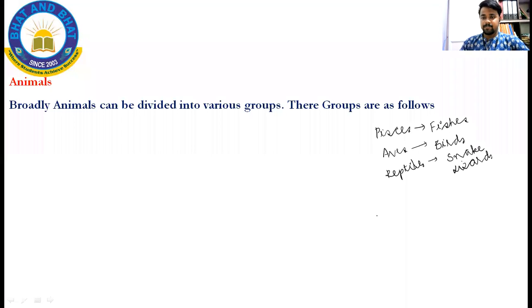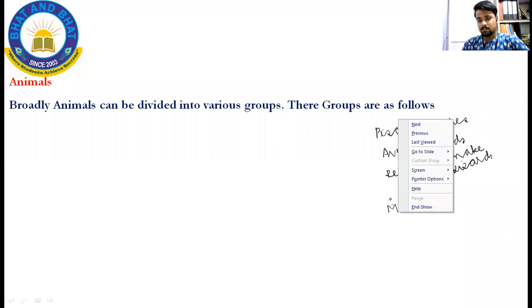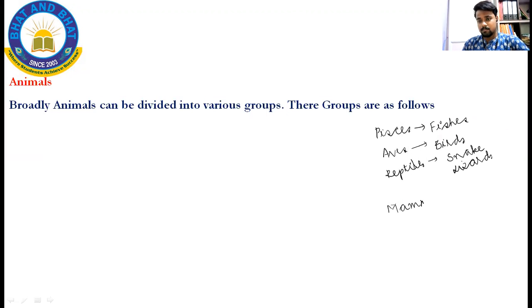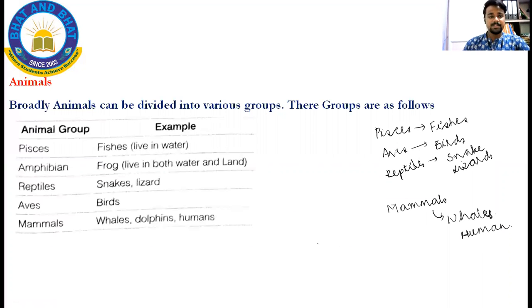Very good, students. Next it is mammals. Tell me about the mammals now. Very good. Whales, humans. Dolphins, humans, whales. Very good. So have you all understood now? Very good, students. Please write down this table. It is very important. Write down that table.